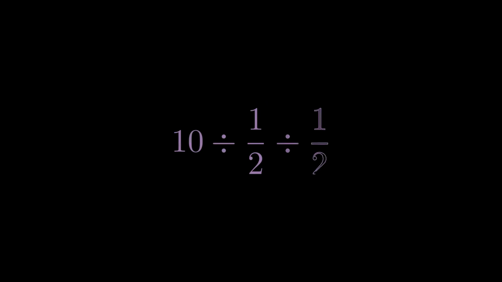So why do so many people get 10? They fall into the grouping trap. When we see two identical fractions, our brain wants to cancel them out. If you perform this division first, 1/2 divided by 1/2 is 1. That collapses the problem into 10 divided by 1, which yields 10. It feels tidy, but it is incorrect because it violates the left-to-right rule.